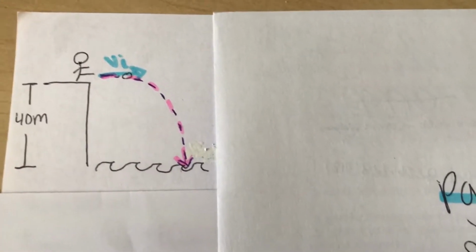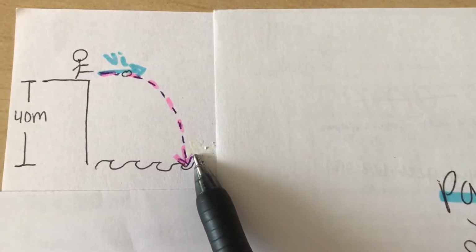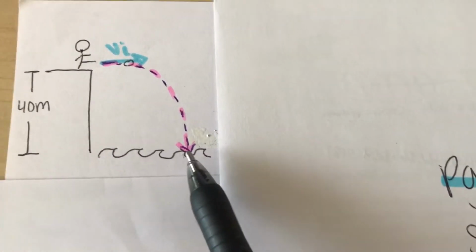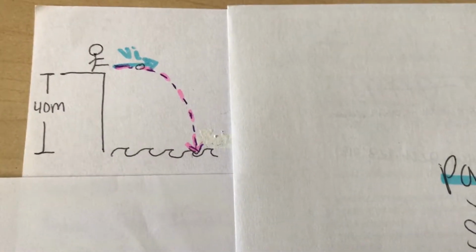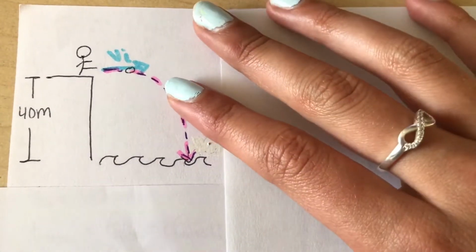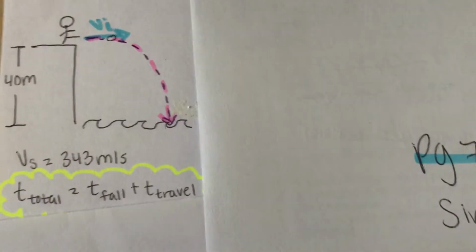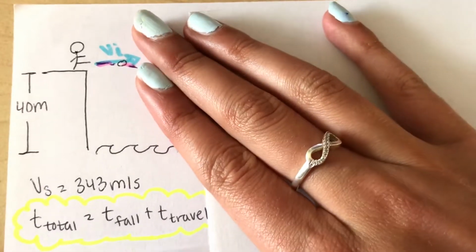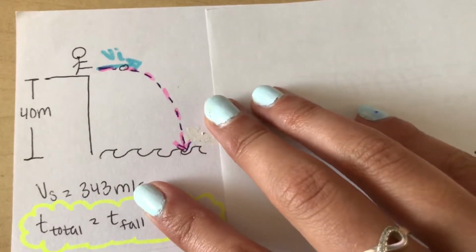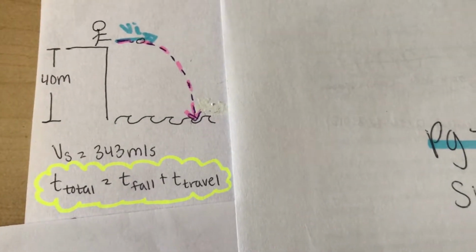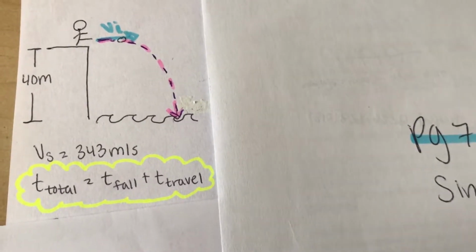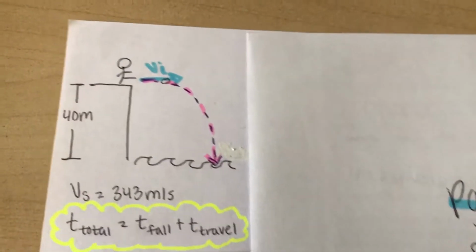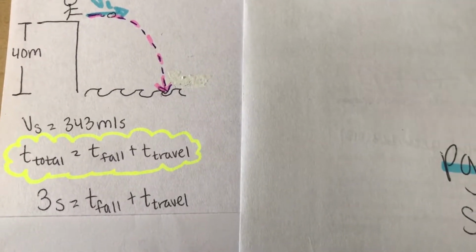So the rest of the problem talks about how the person who kicks the rock hears the sound 3 seconds after he kicks the rock, and I want to show you guys this equation that I made for myself. So you have the speed of sound, which is 343 meters per second, and you have the total time, which is 3 seconds, is equal to the time that it takes for the rock to fall into the water, plus the time that it takes for the sound to travel back up.